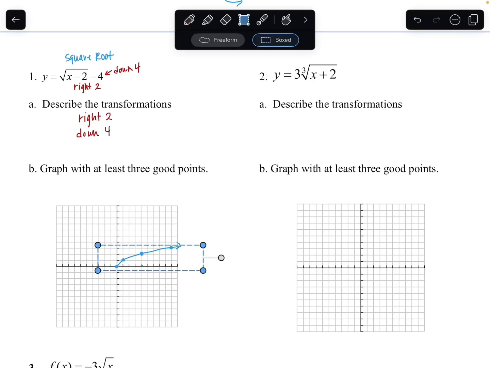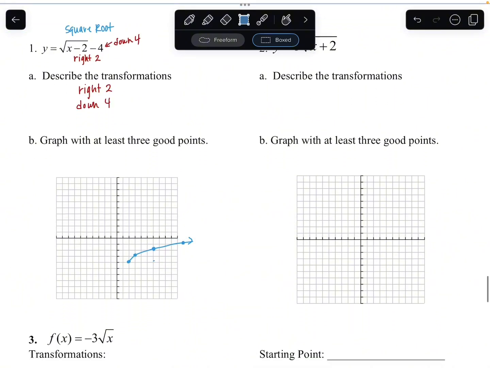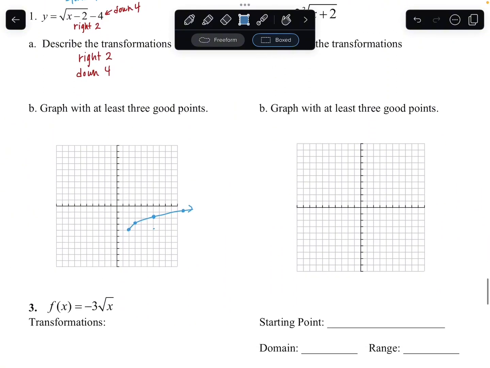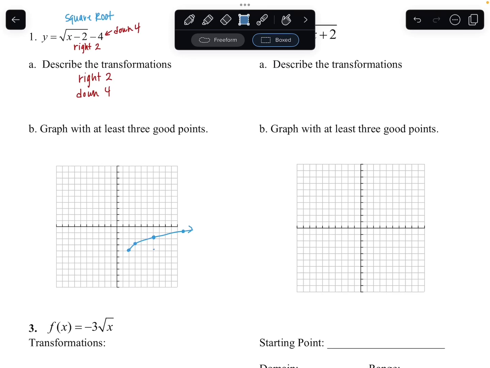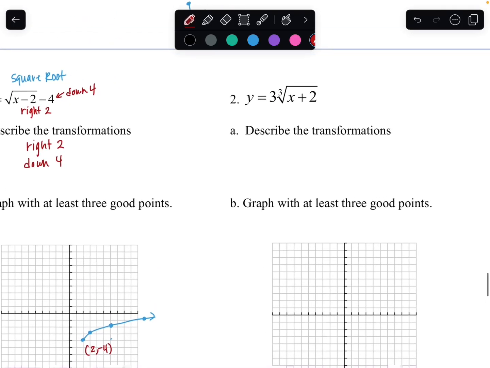And so we can take our square root parent function and just move it right 2, down 4. And that would be our new graph. Its new starting point would be 2, -4. And so you could start by just graphing that point and then following the pattern: over 1, up 1, over 3, up 1, over 5, up 1.